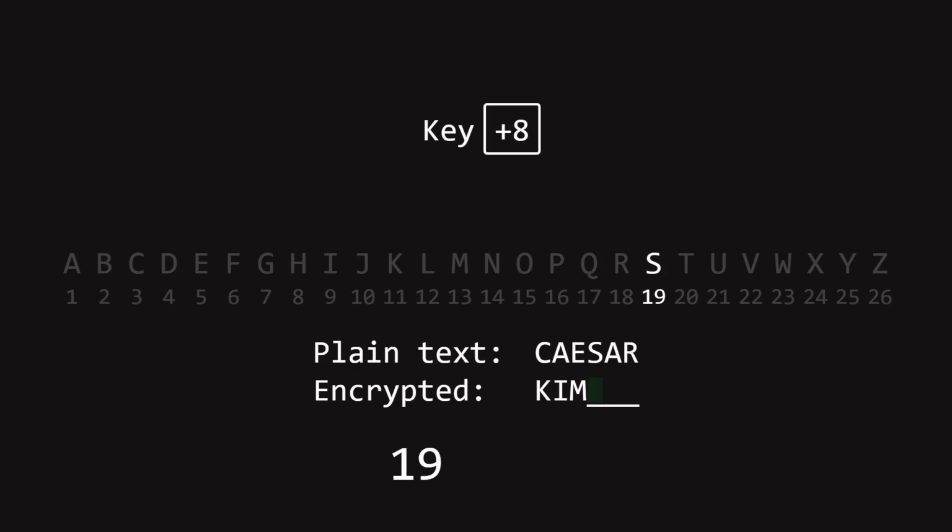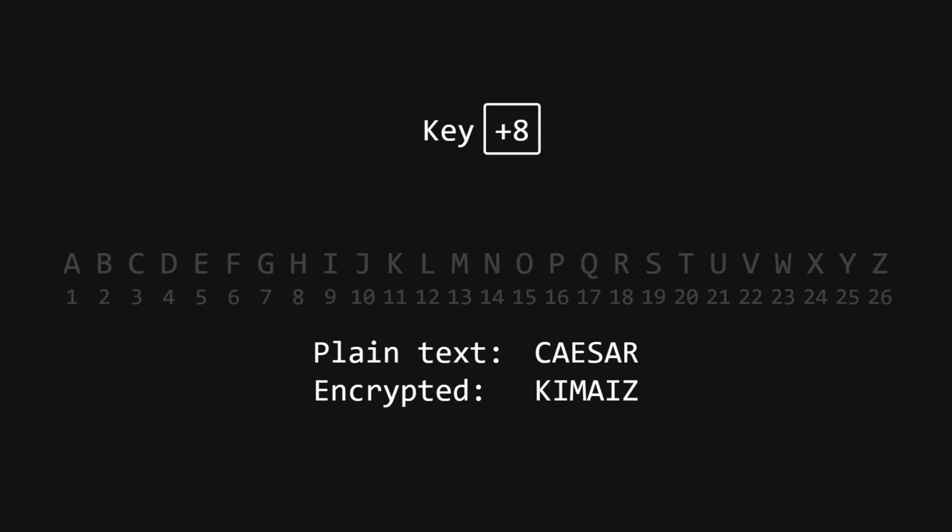S is letter number 19. We add 8, that will be 27. Wait, what if the number is greater than 26? Then we simply subtract 26 from the number. So 27 minus 26 is 1, and that is letter A. The next letter to encrypt is A, that we already encrypted. It was I. And finally R is letter number 18, plus 8, that will be 26. So it's Z. Now we have our full word encrypted.